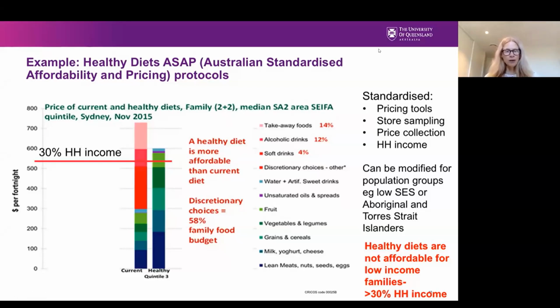So the healthy diet was more affordable. What's interesting is breaking it down into the food groups, where the cost comes from, and you can see the pink and the red in the current diet. So these are the discretionary foods, and they are quite a large proportion, 58% of the family food budget. So the one good thing about doing the optimal approach is being able to look at individual food groups.